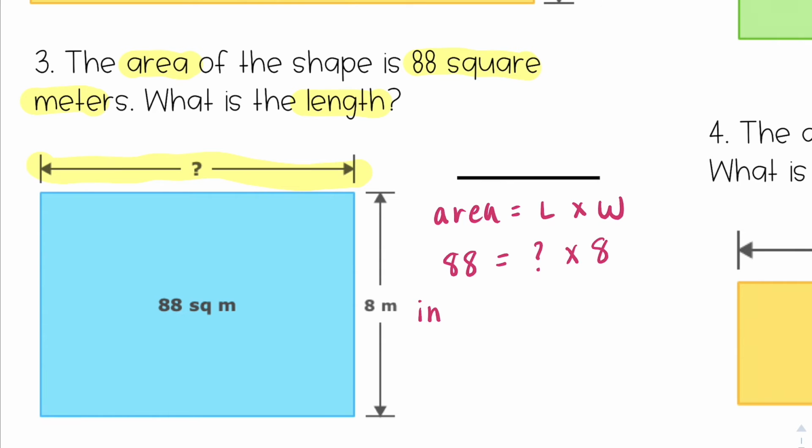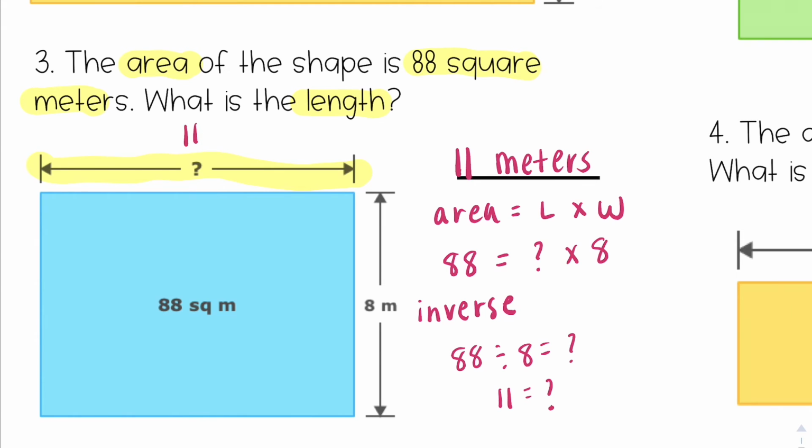So I can use an inverse operation. Again, an inverse is an operation that we can use to undo what we've done with the previous problem. So multiplication is the inverse of division because multiplication can undo division and division can undo multiplication. So I'm asking myself, 88 divided by 8 is what? And I know that the question mark is going to be equal to 11 because 8 times 11 is 88. So I have 11 meters.